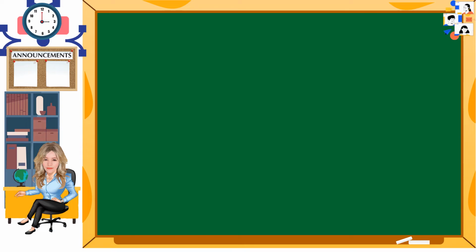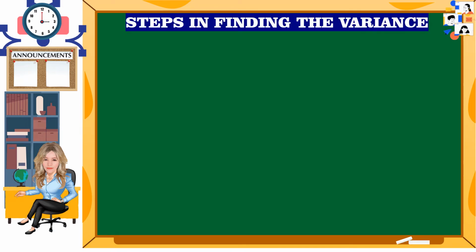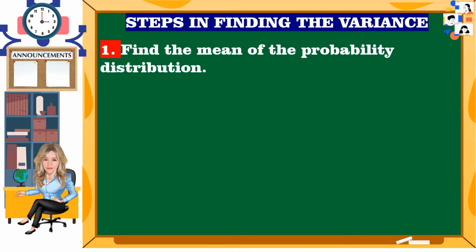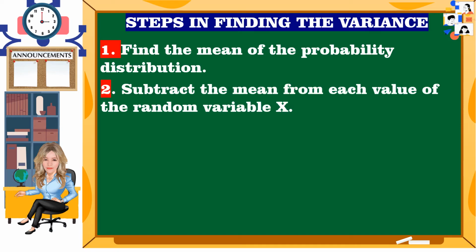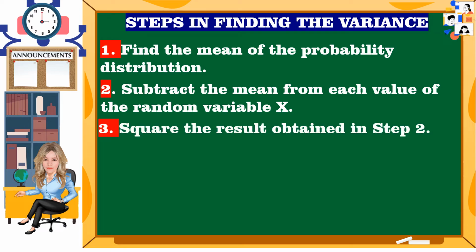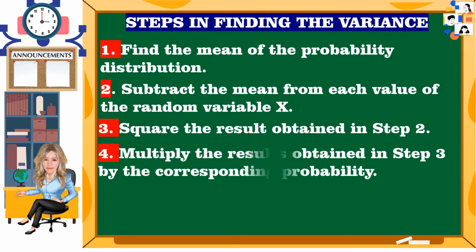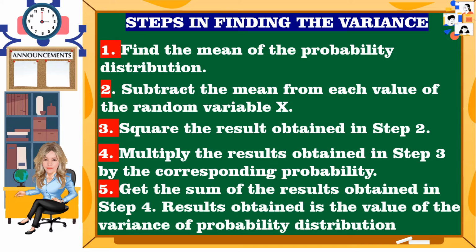Okay, let us remember the given steps in finding the variance. First, find the mean of the probability distribution. You need to compute first the given mean. Next, step 2, subtract the mean from each value of the random variable x. Next, square the result obtained in step 2. Next step, multiply the results obtained in step 3 by the corresponding probability. Then, get the sum of the results obtained in step 4. The result obtained is the value of the variance of the probability distribution.